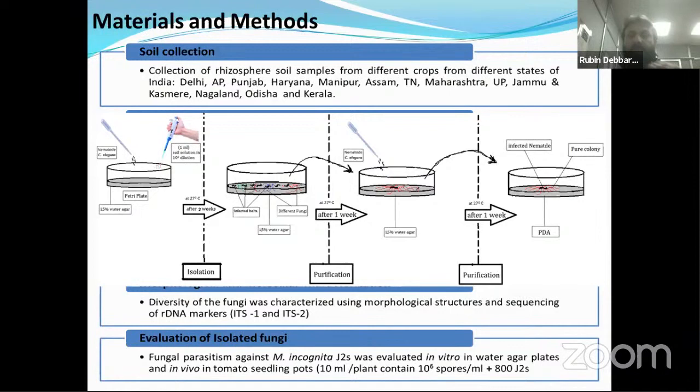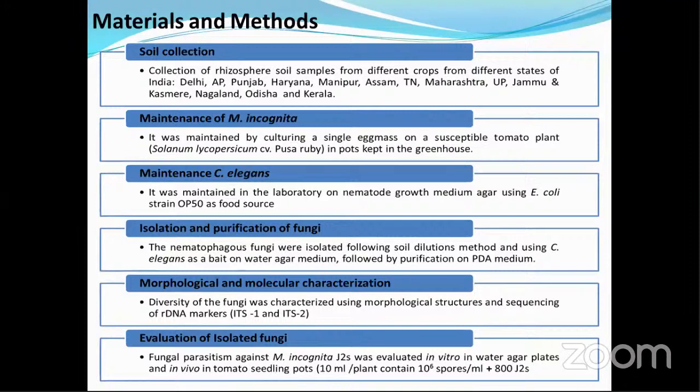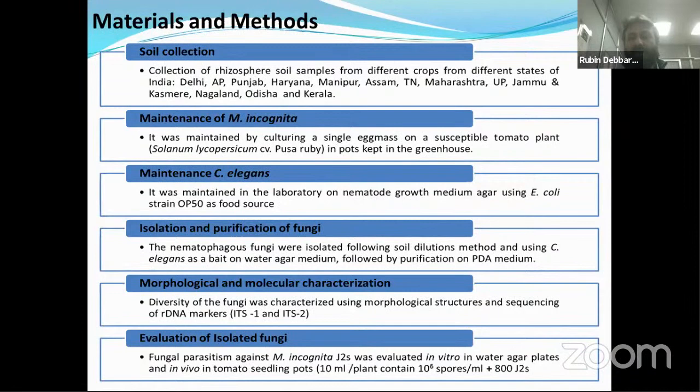For morphological and molecular characterization, we depend on morphological structures like conidia, conidiophores and phialides, and using one marker, the ITS region, ITS 1 and 2, with primers ITS 1 and ITS 4.